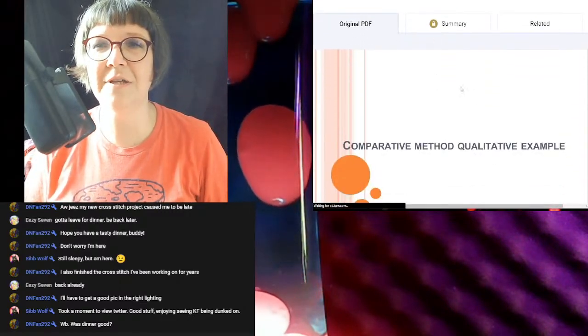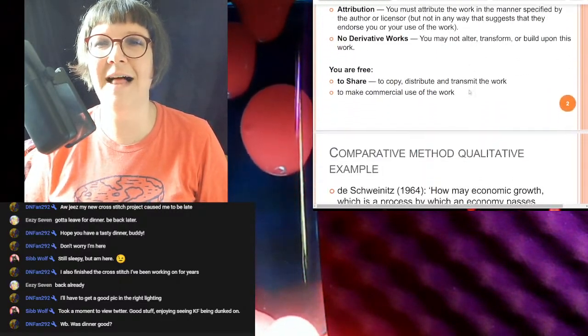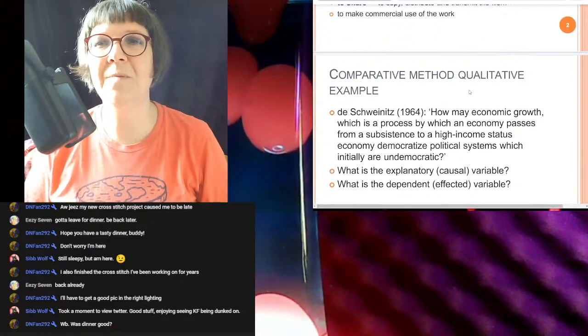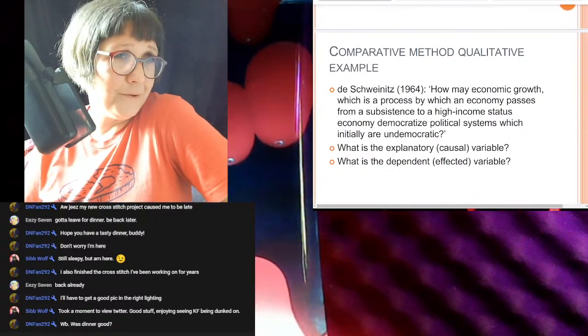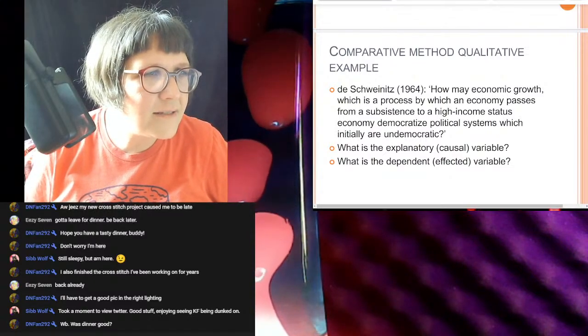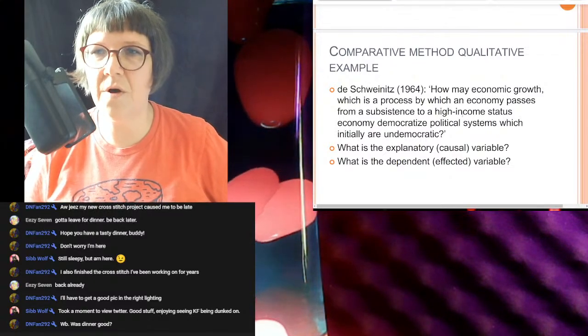Now, I've not read this or looked at it in any meaningful way, so I will have to look to see. All right, comparative qualitative method example. Excellent. I think it looks fine on the screen. You all can see that.